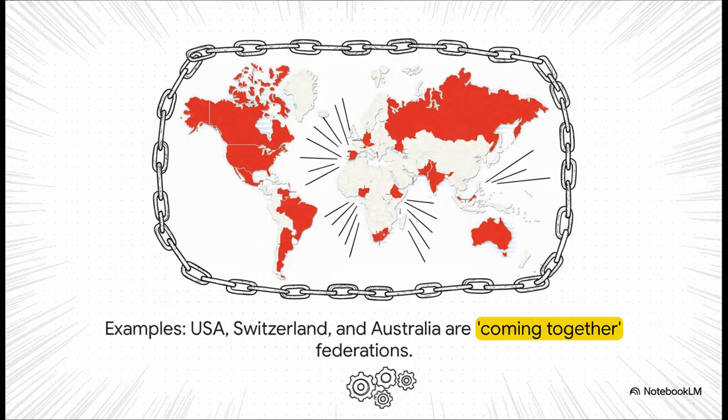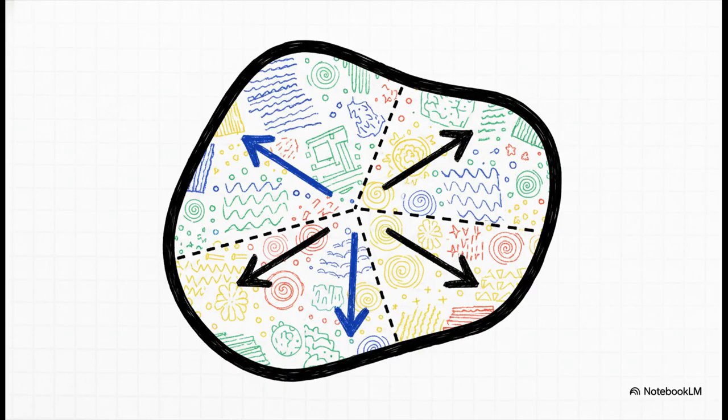A key thing to remember about this model is that all the constituent states are equal partners. They have equal power and are actually very strong in relation to the central or federal government. And now for the second route. This one is called a holding together federation.